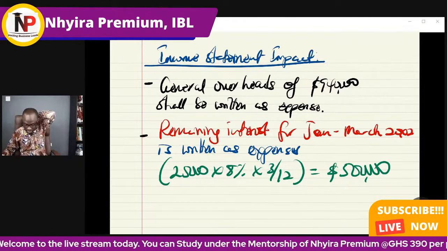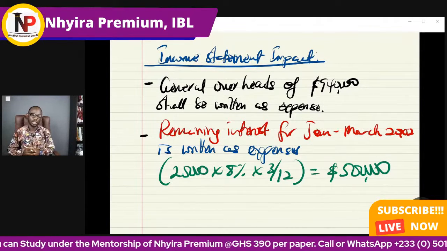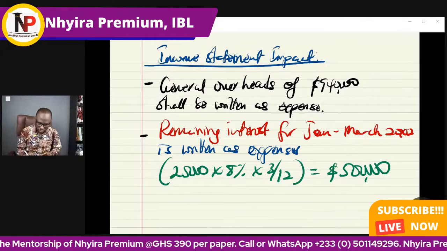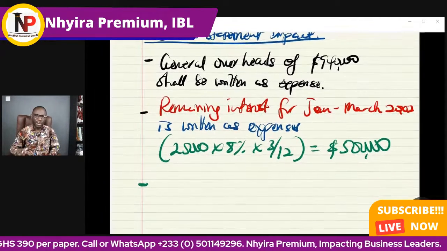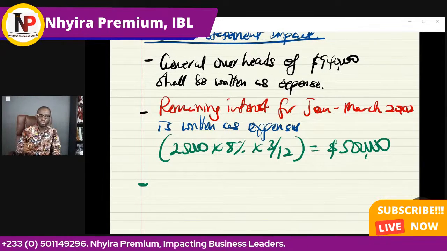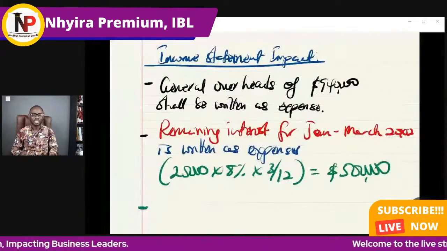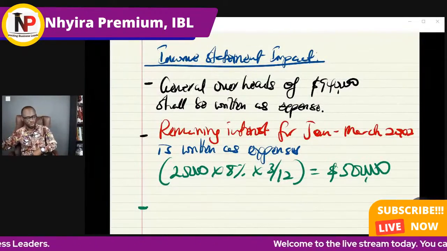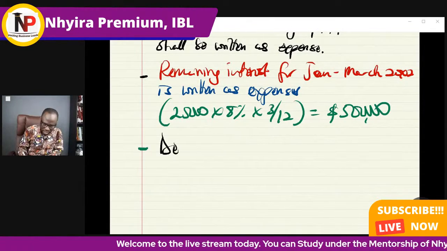So that is the thing you need to understand in that case. Now, there is another third thing we need to remember here. You realize that the asset became ready for use on 1st January, but the company started using the asset on 1st April, which means that there must be a depreciation calculation.